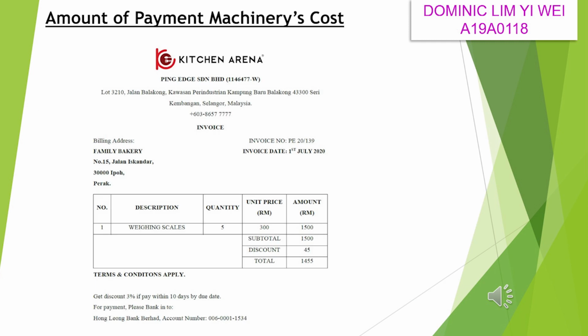Now, the slideshow shows an invoice from Ping H Sendirian Berhad, which is a Kitchen Arena invoice, for us to count the amount of payment for machinery costs. From the invoice dated 1st July 2020, if we pay on 9 July 2020, which is 9 days after invoice, within the discount period, we can get a 3% discount from Ping H Sendirian Berhad because we paid within 10 days. If we pay on 22 July 2020, which is 22 days after invoice, we don't get any discount because we already exceed 10 days after the invoice and are not within the discount period. So this is the presentation for me.